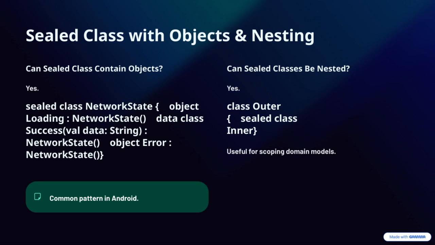So to sum up, sealed classes can contain objects and be nested, providing a flexible way to model complex states or hierarchies, especially in large apps or domain models. This approach keeps our code clean, predictable, and aligned with the overall goal of writing safer, more maintainable code.